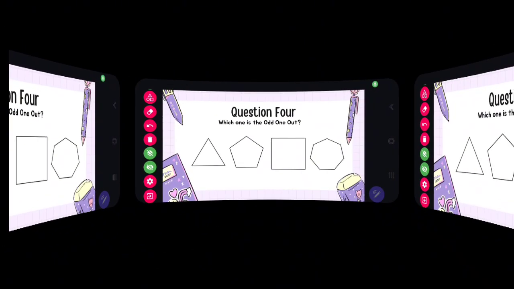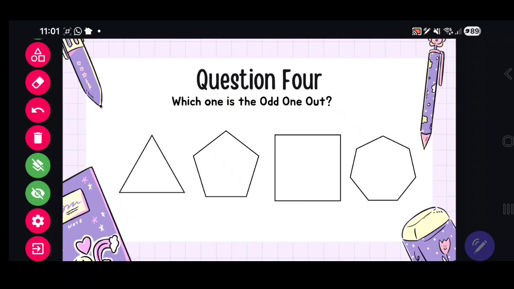Question 4, which one is the odd one out? As you can tell, I'm focusing mainly on the shapes because that is what the 11 plus normally does when we are doing odd one out. It's mostly focusing on the shapes aspect. So we can see that we have different shapes here. Number 1 is the number of sides. We're going to count the number of sides.